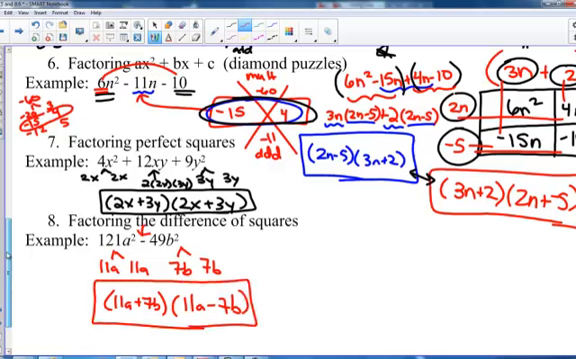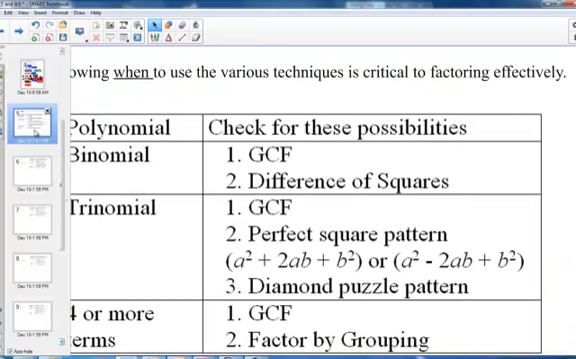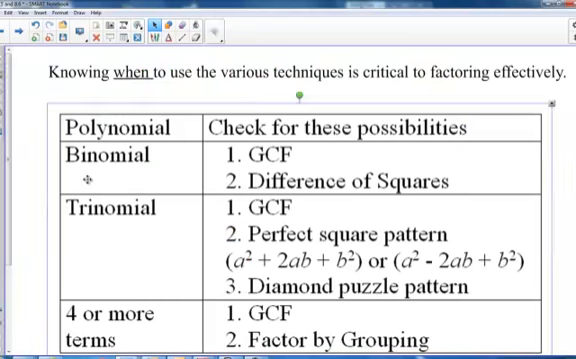Okay, that was kind of a lot of information in one slide. All right, we're going to just go through and factor a few random sample ones. So the first thing you're thinking of is, can I take out a greatest common factor? Or do I have something special, like the difference of squares? And this is just the last two problems that we did.